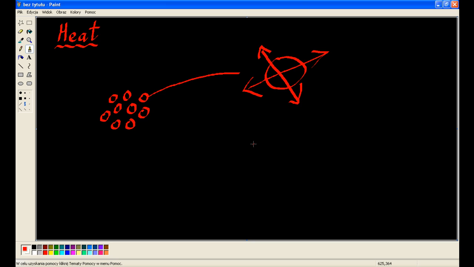Now, how do you feel heat? Well, let's say you pick up this piece of metal. Then this metal, all the molecules are vibrating. And when the molecules touch your hand, they start to vibrate the molecules in your hand. And if it's very, very hot, they can actually start breaking the molecules away from your hand and actually burning your hand.